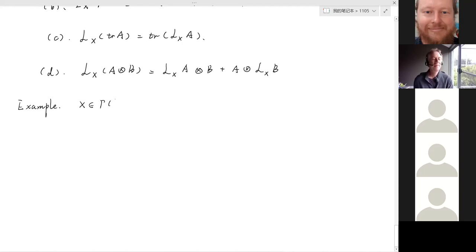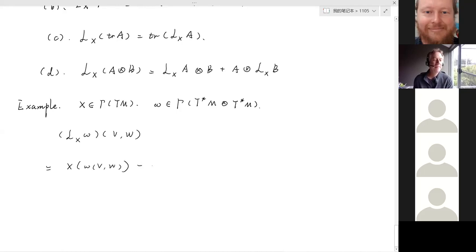We also assume that X is a tangent field and omega is a two tensor like this, in T*M tensor T*M. Okay, we want to compute L_X omega. So we apply it to V and W. From A to D, we know that it should be like this: X(omega(V, W)) minus... okay, this term we can use any connection to write it like this.